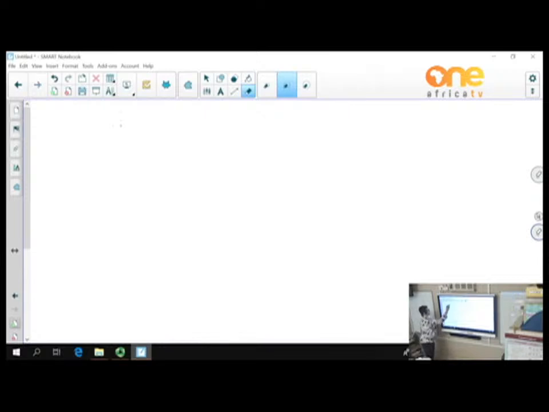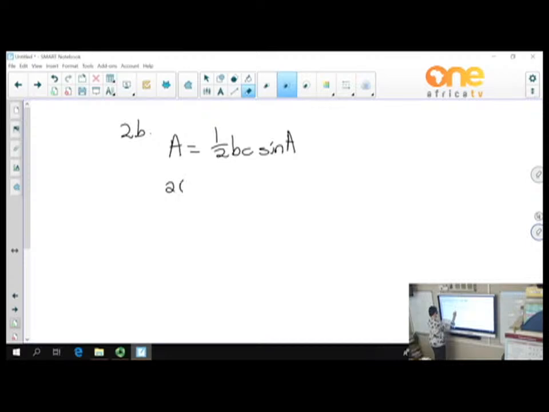Okay, the next one is now number 2B. Let's quickly do that one. Again, they provided you with the area. So what is the formula? The area is half BC sine A, and it will then be 20 is equal to a half of 9 times x times sine 160 degrees. So it's a different variable that we need to find now.